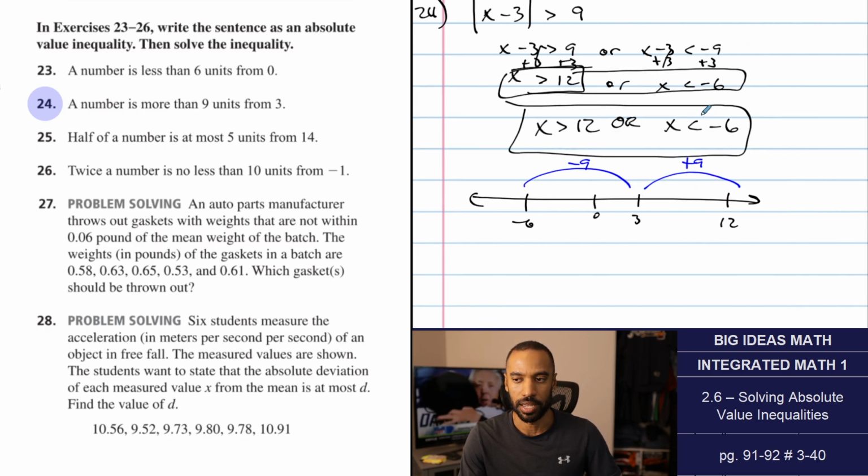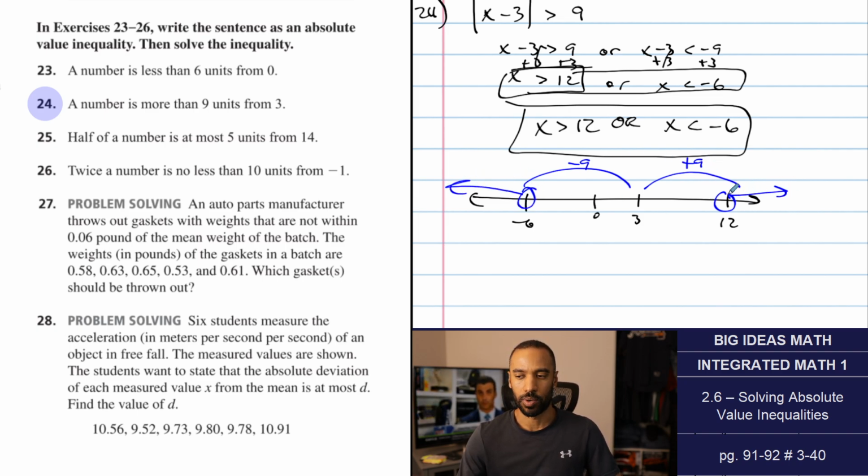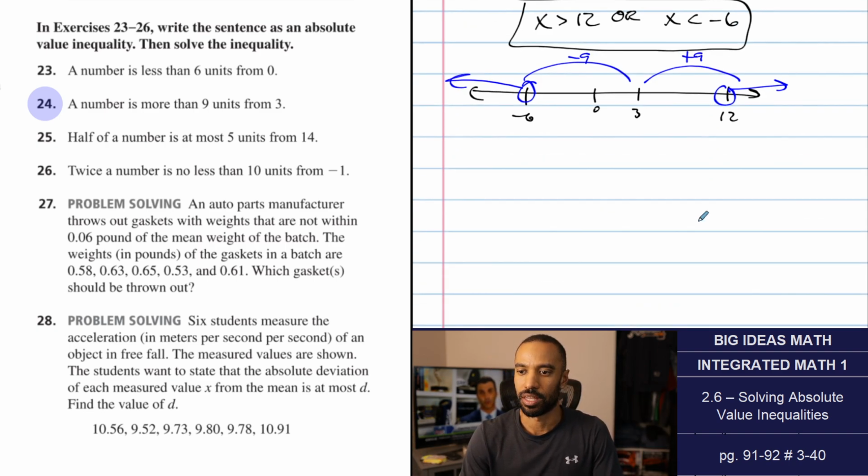Because 12 minus 3, oh, we didn't fully graph this, but boom, boom. 12 minus 3 is 9. Negative 6 minus 3 is negative 9. That's 9 units in either direction. We have to be more than that. That's why that works out that way.